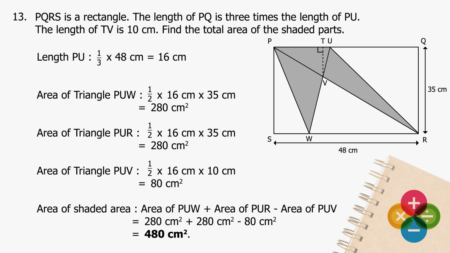The area of the shaded area will be subtract area of PUV from area of PUW, and add to area of PUR, which is equal to subtract 80 square centimeters from 280 square centimeters, and add to 280 square centimeters, and the sum is 480 square centimeters. The total area of the shaded parts is 480 square centimeters.